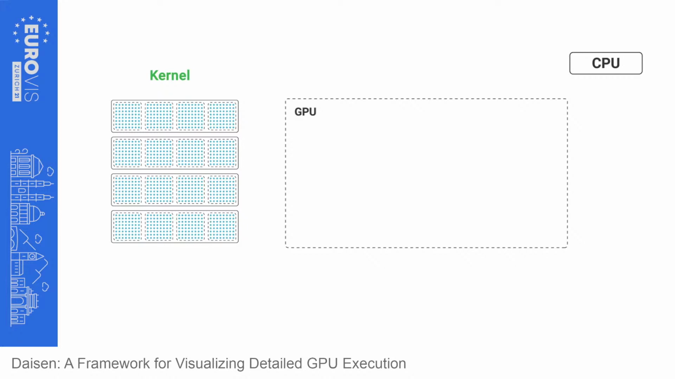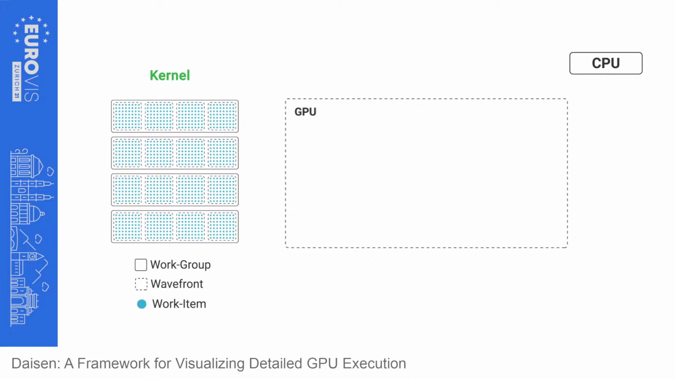In GPU programming, a kernel can be divided into a list of workgroups. Each workgroup can be further divided into a list of wavefronts. Each wavefront contains a certain number of work items. Each work item is like a CPU thread. They execute the same program but process different data.